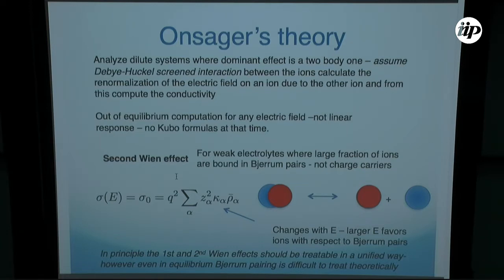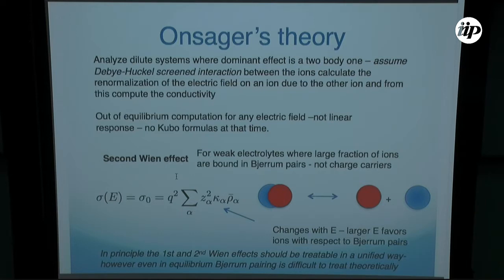So this is one of the first out of equilibrium computations. When people talk about Onsager, he obviously made a huge contribution to out of equilibrium statistical mechanics, but this was his first contribution, and when he was doing this, there was no Kubo formula for calculating the small field response.